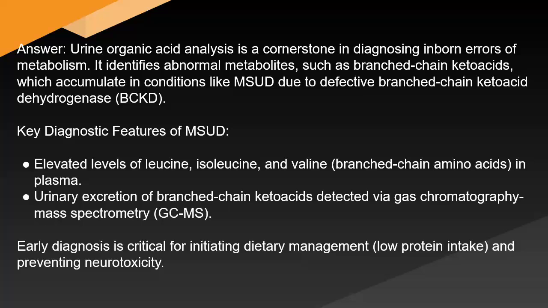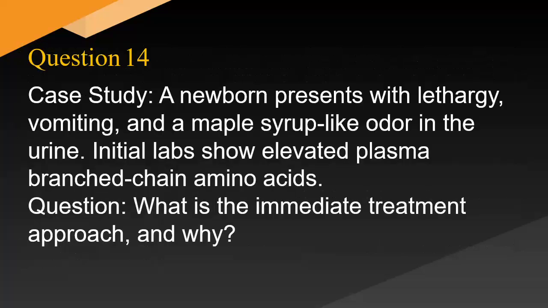Urinary excretion of branched-chain ketoacids detected via gas chromatography mass spectrometry (GC-MS). Early diagnosis is critical for initiating dietary management, low protein intake, and preventing neurotoxicity. Case study: a newborn presents with lethargy, vomiting, and a maple syrup-like odor in the urine. Initial labs show elevated plasma branched-chain amino acids. Question: what is the immediate treatment approach and why?